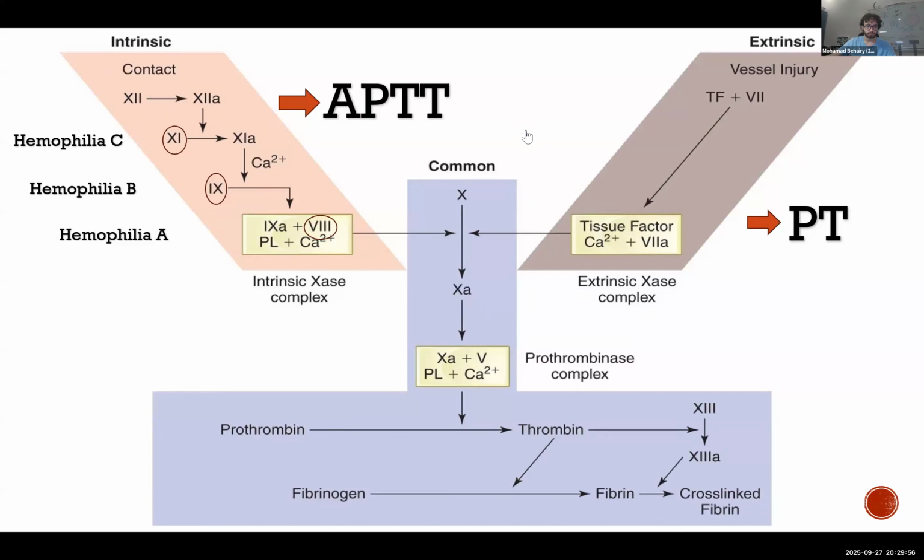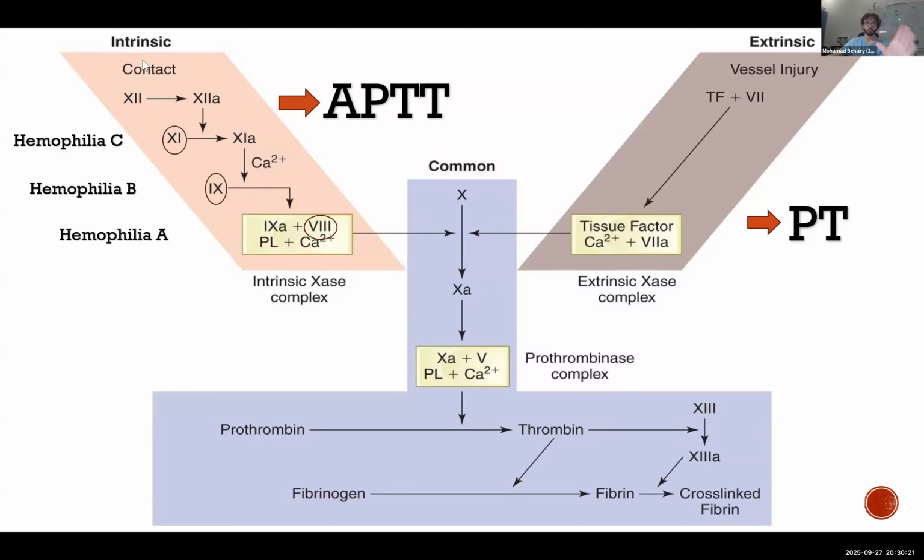Okay? That's basically all I wanted you to know. What about the extrinsic pathway? A problem in the extrinsic pathway would not cause hemophilia. It could cause different diseases that you don't need to know, but it will not cause hemophilia. Don't worry about PL, it's probably platelets, but what I want you to know here is factor 8.